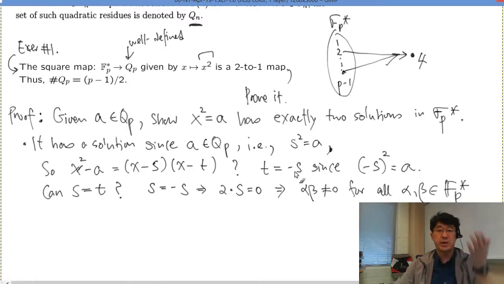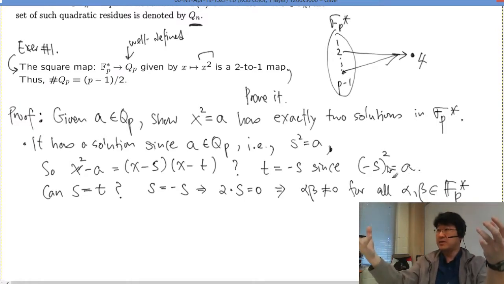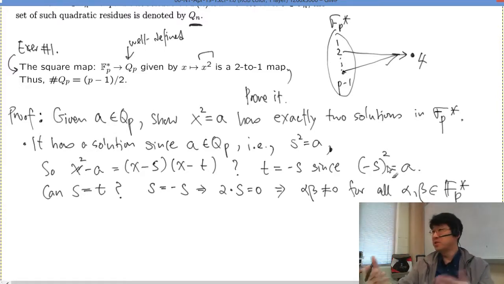Or you can look at it this way. If S is a solution, is negative S automatically a solution as well? Because if you square it, negative 1 becomes positive 1, S squared is still A, right? So S and negative S is always a solution. It's like the square root of 4 being plus or minus 2, just like that, right?